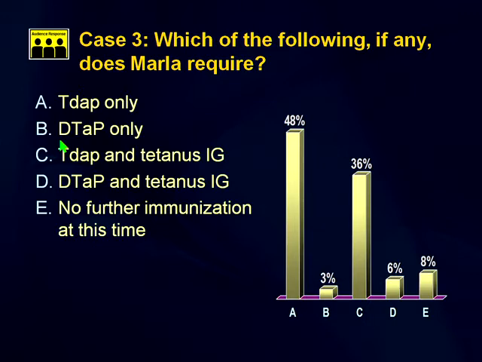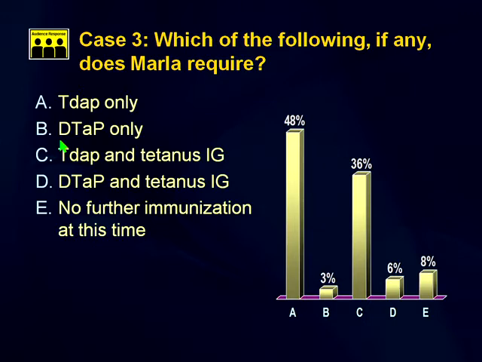So any answer with immune globulin in it is not right. Okay, so C and D are thrown out because they have immune globulin. We know she doesn't need immune globulin because she's had at least 4 shots. She's had at least 3 shots now. So that leaves A and E people.